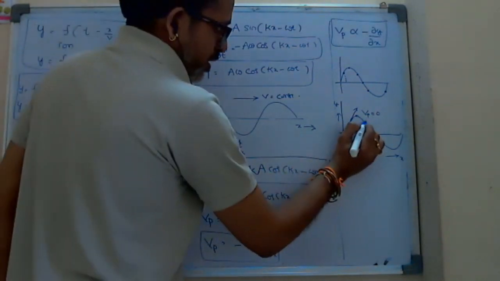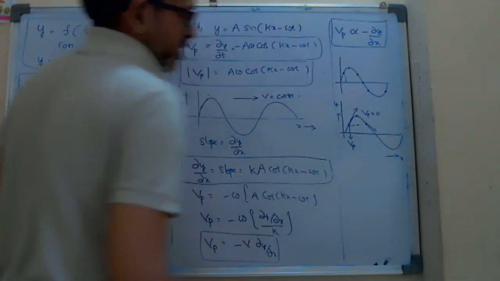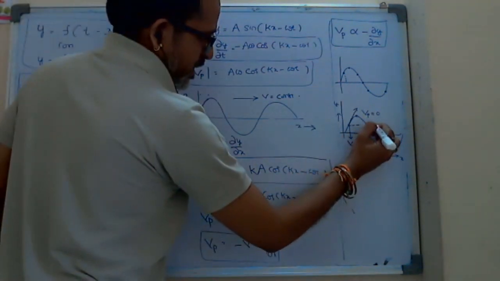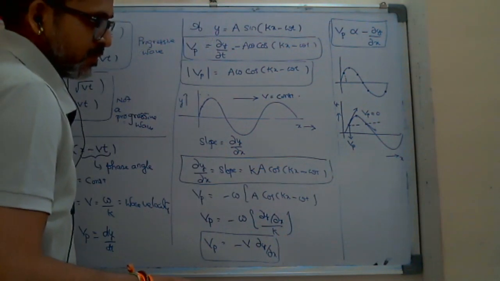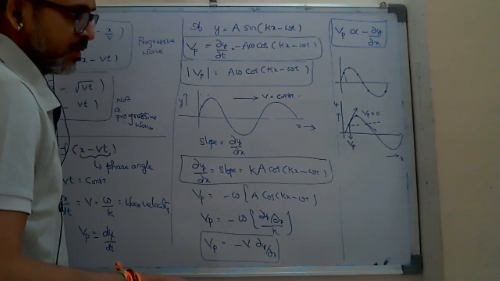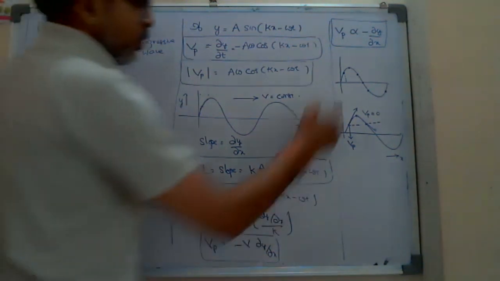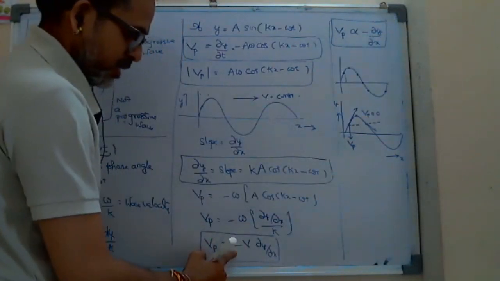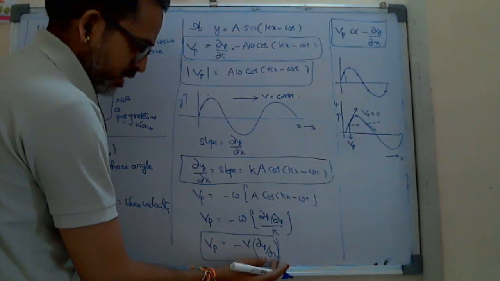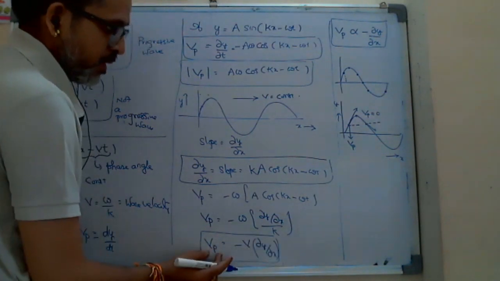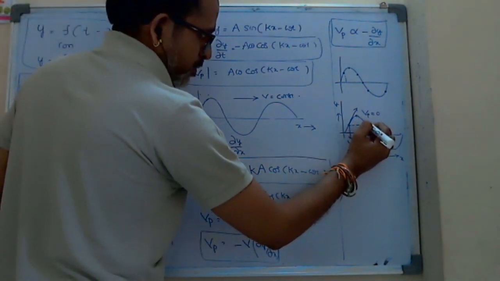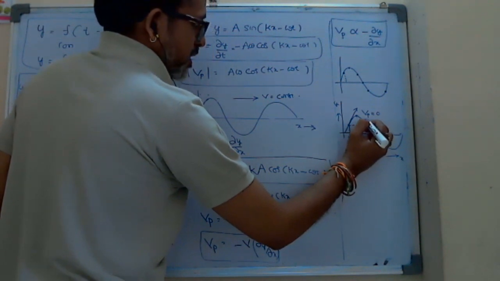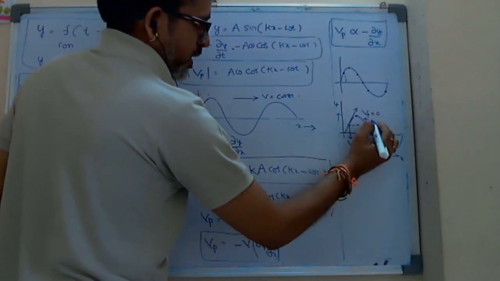At that point, if I draw a tangent, I will get it like this. That tangent with the x-axis, is the slope negative or positive? Slope is negative, so minus of minus becomes plus. Slope itself is negative, negative of negative is positive. So velocity of particle will be positive. Positive means it should come up. This is the direction of velocity of particle.